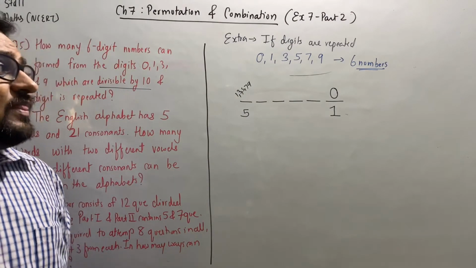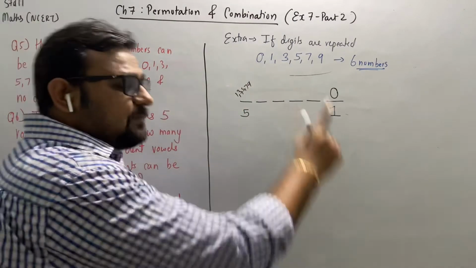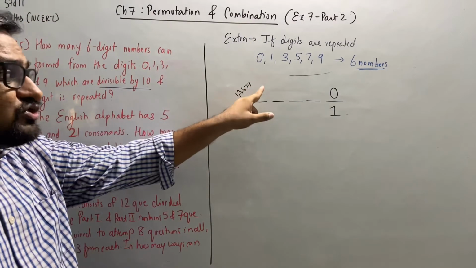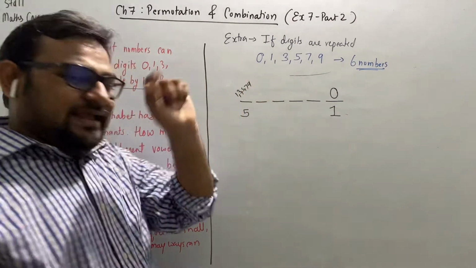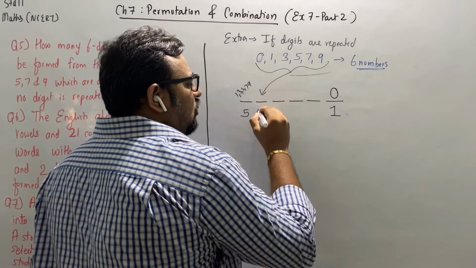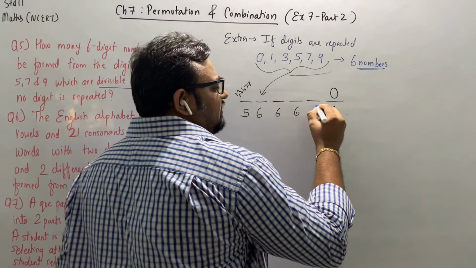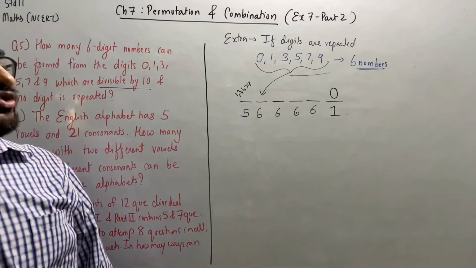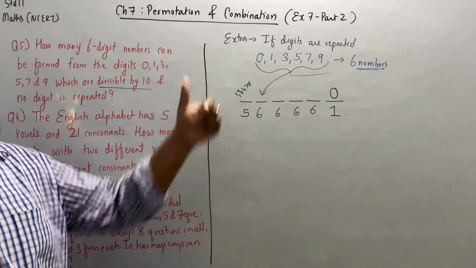Okay. Now what about this place? See, digits are repeated. So now I can also put 0 here. If I had put here 3, I can repeat it. So now here I can put all the six numbers, same all the six numbers, because the question here is you can repeat the digits. Okay, so this is the extra one.